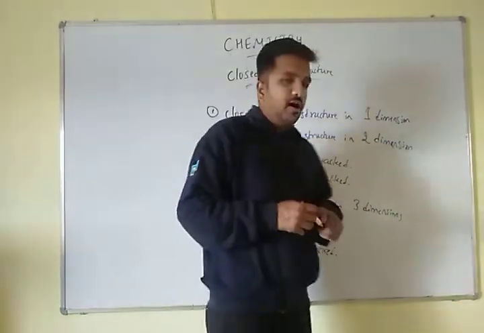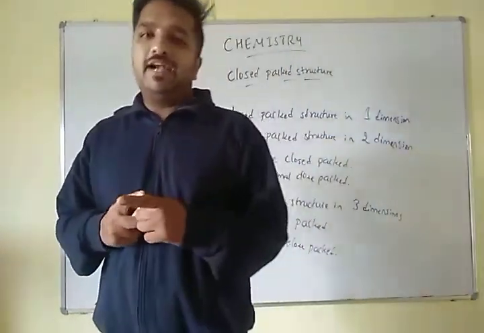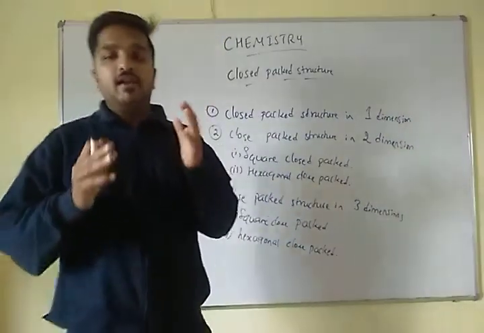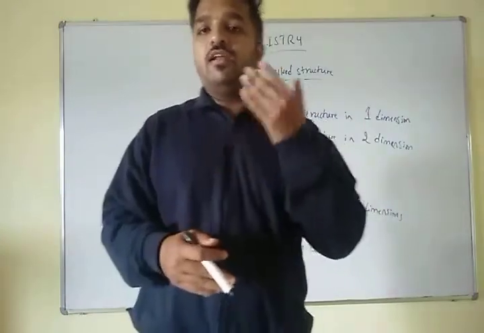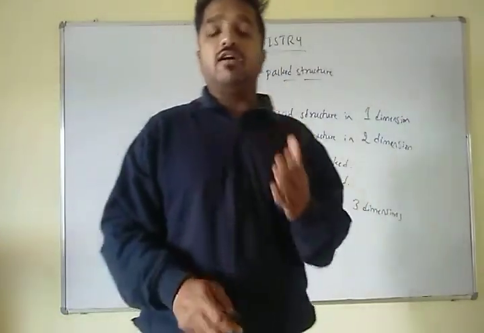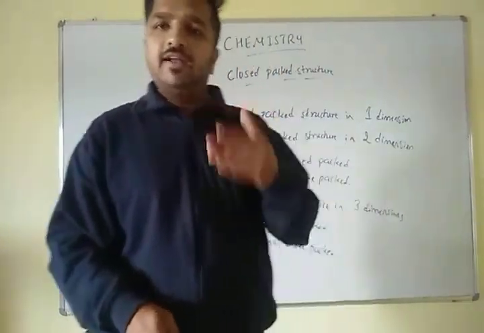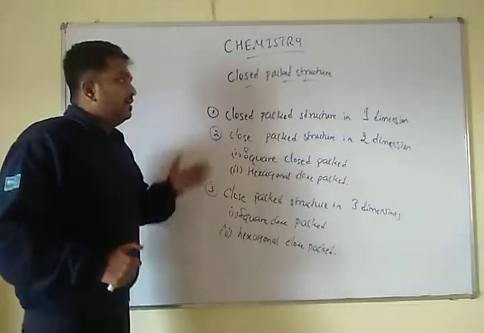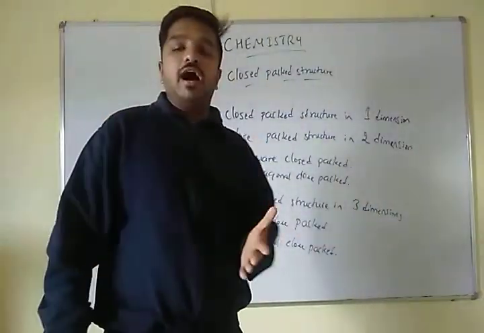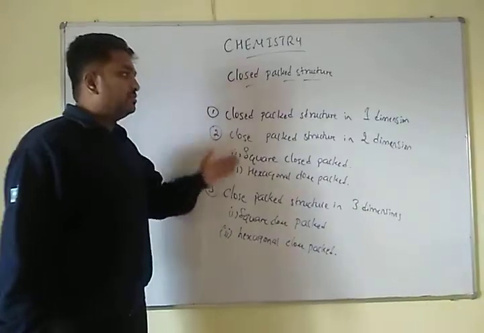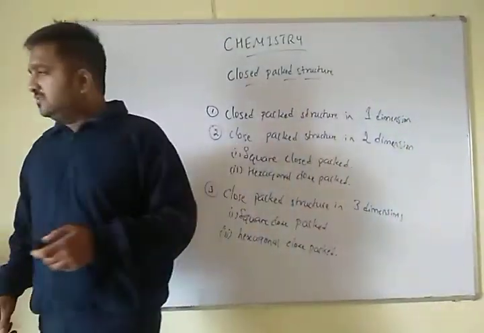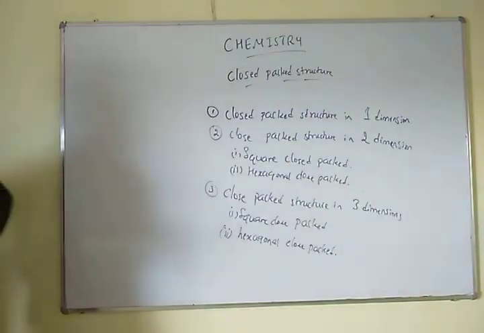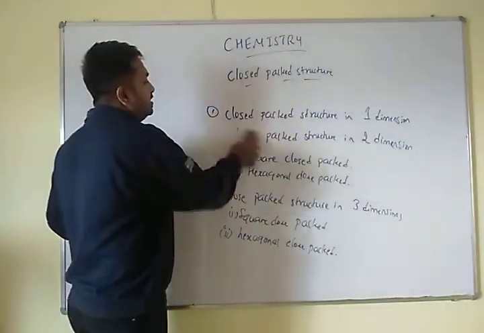So from now on we will consider the constituent particles as identical hard spheres. Clear? So from now on what we call as spheres are the constituent particles. They may be atoms, ions or molecules. Clear? By using those identical hard spheres we will create the closed packed structure in one dimension, two dimensions and three dimensions. So now let us focus on the first closed packed structure in one dimension.